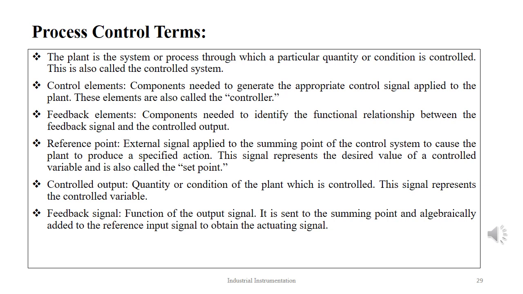An external signal applied to the summing point of the control system to cause the plant to produce a specified action is known as a reference point. The signal represents the desired value of a controlled variable and is also known as the set point. Quantity or condition of the plant which is controlled is known as the controlled output. This signal represents the controlled variable. Function of the output signal is known as the feedback signal. It is sent to the summing point and algebraically added to the reference input signal to obtain the actuating signal.